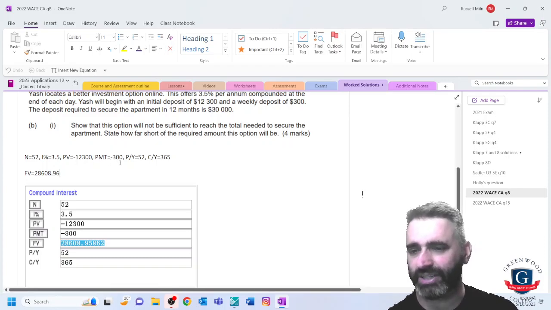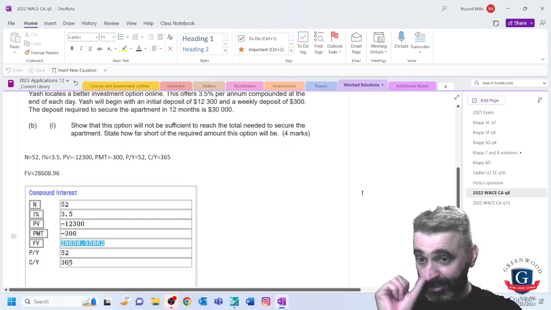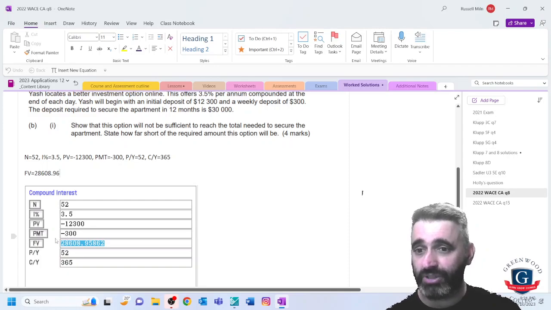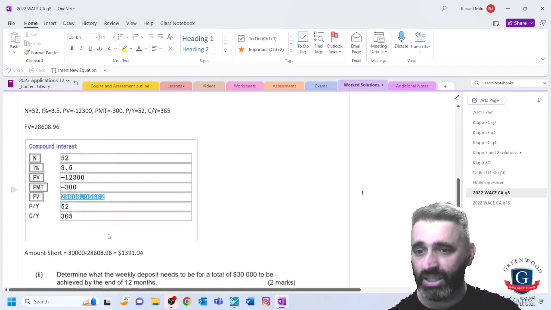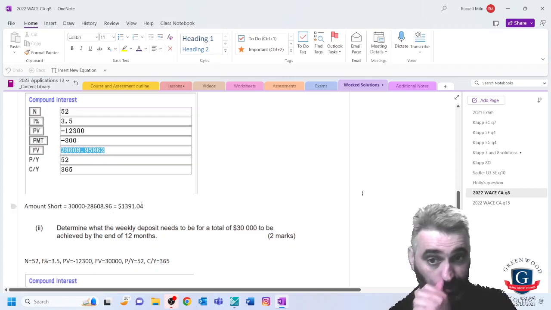I can't say that finance mode is the most intuitive thing I've ever used. The number of payments per year is 52, so we're going to get 52 of these, and it compounds daily, so that's 365. Press the FV button, and it will give you this figure here. If we want to know how much short he would be, take the figure that we want, subtract the figure that we got, and we'll get 1391.04.